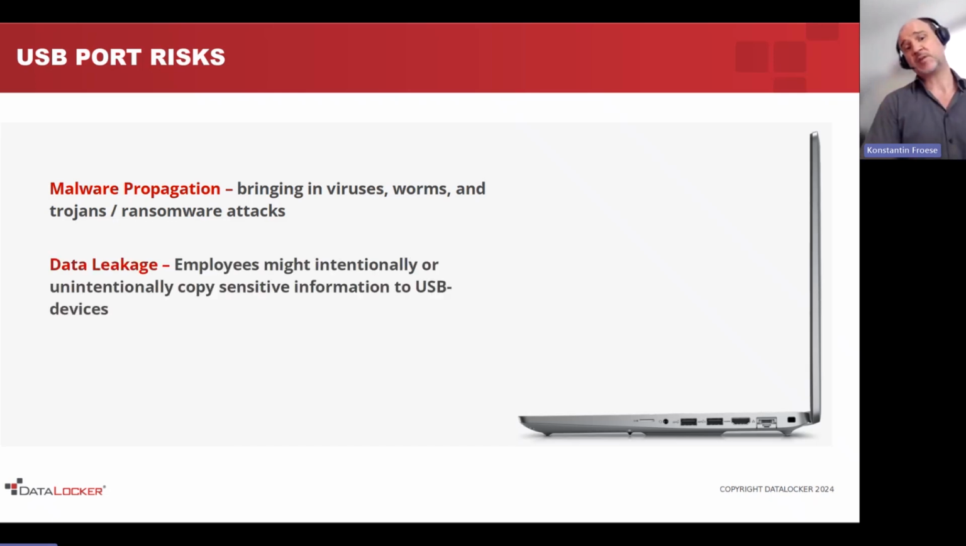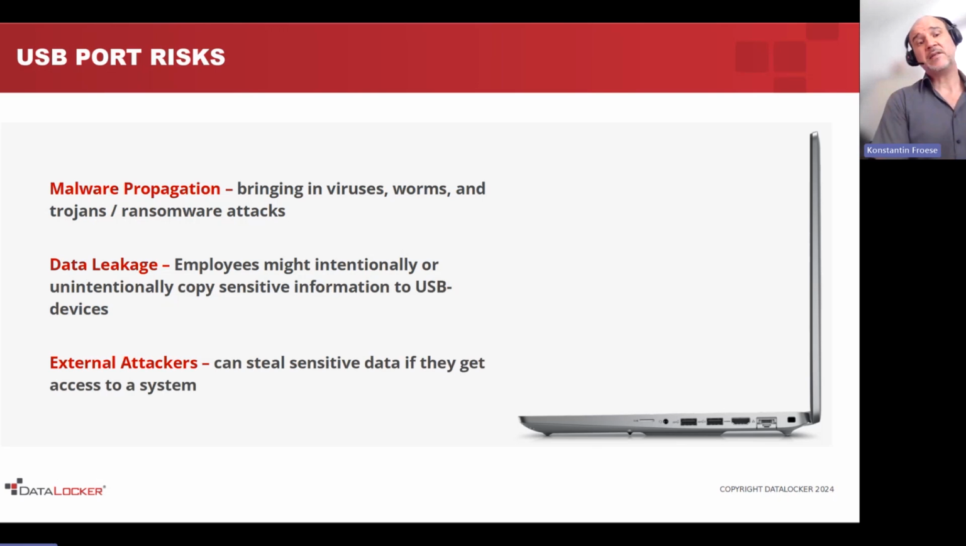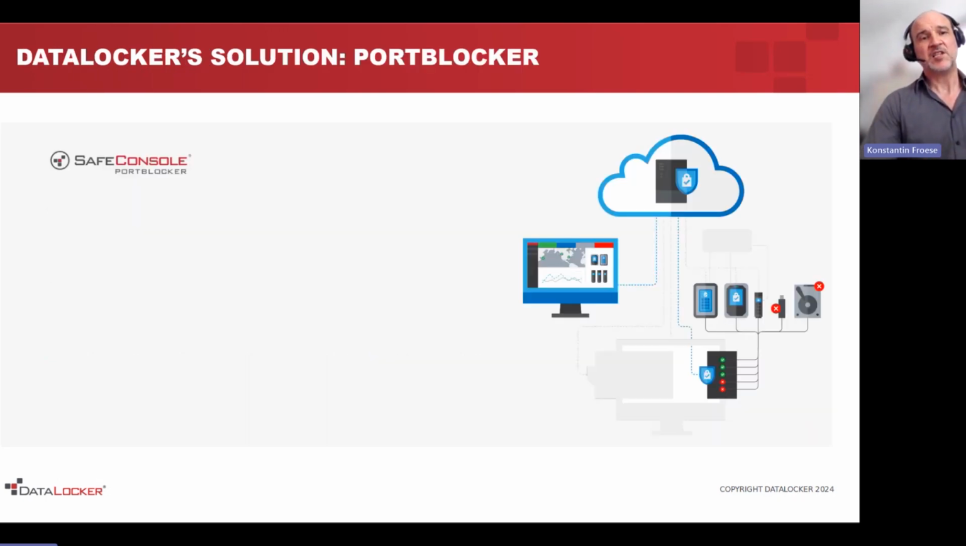Number two, we have the risk of data leakage, where employees might, with or without bad intention, copy data onto a USB device and take that out of the office, and if the device gets lost or stolen, this can really cause serious issues. And of course, there can be external attackers, and when they get access to a system and bring whatever USB device, it will just work and they can steal the data. So this is something that we definitely want to avoid.